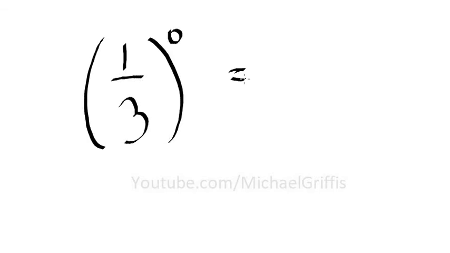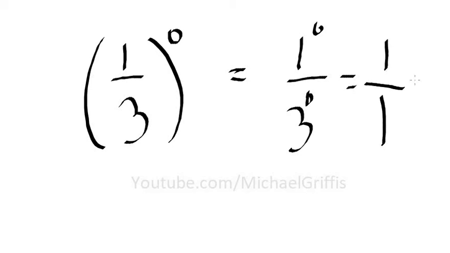What about this one? 1/3, all raised to the 0 power. Well, any number raised to the 0 power is going to be 1, but you could break it up if you wanted to. 1 raised to the 0 is 1. 3 raised to the 0 is 1. And the whole thing is 1.